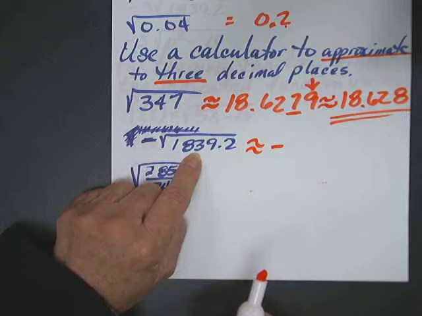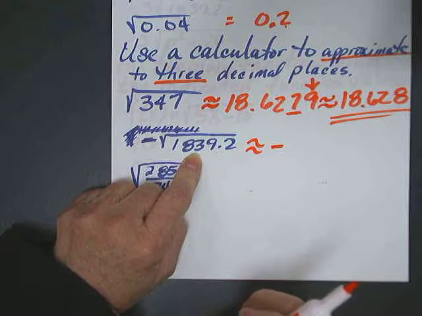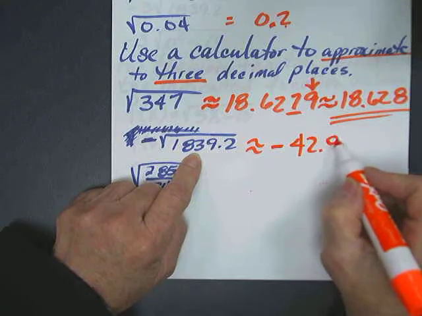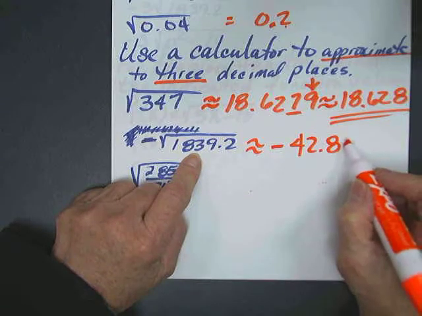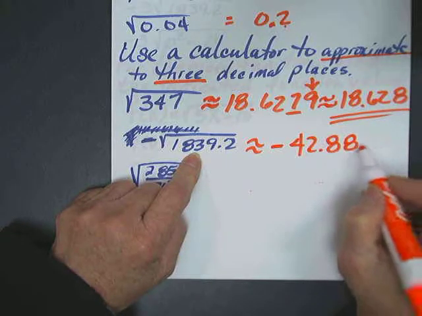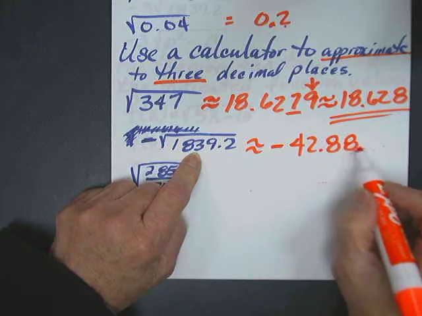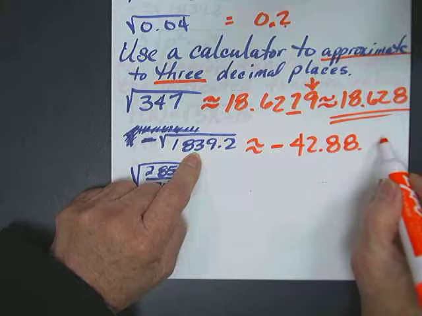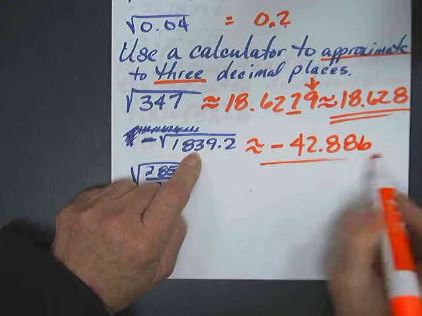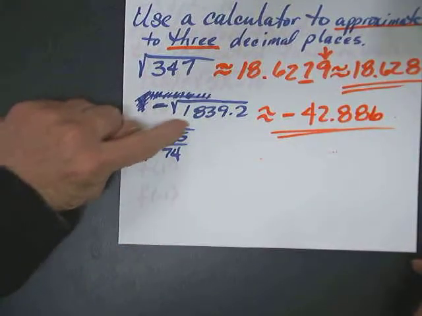This has a negative in front, so put that negative in front. What is that to 3 places? Negative 42.886. 8, 6. What follows a 6? 8, 6, 8? No, it's a 5, 8? It's 42.885, 8, 8, 5, 8. So the 5, 8 will go up to 6, right? Like he said.